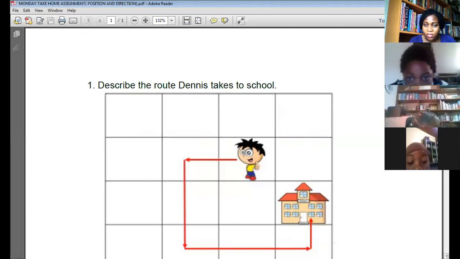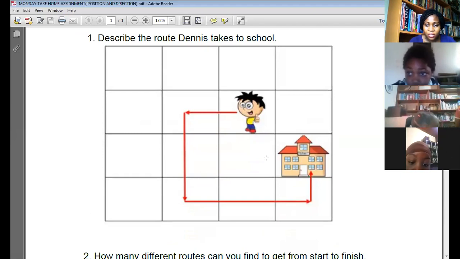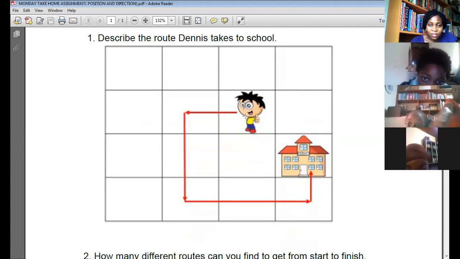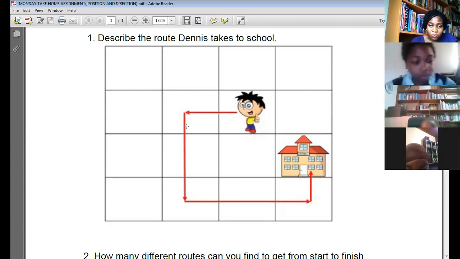So we have a chat here. We have Dennis on the chat, and then we have a home here. School. So Dennis is going to school. This is where Dennis is. So you look at the direction Dennis is facing. So Dennis is here. The arrows have indicated the movement of Dennis, which direction Dennis is supposed to move to get to school. So you're going to use the arrow to describe the route Dennis will have to take to school from where he's standing.